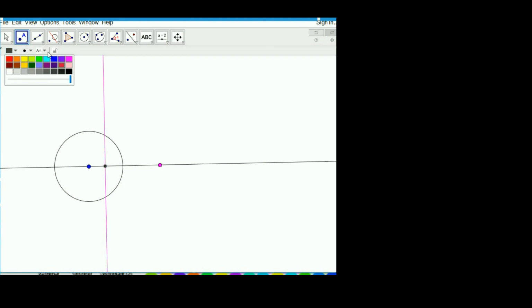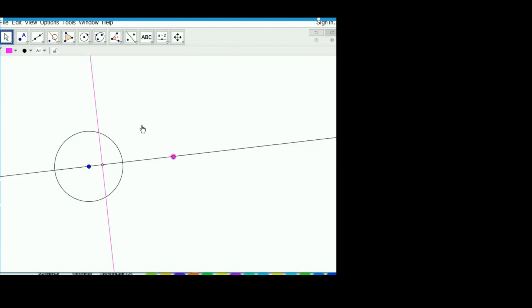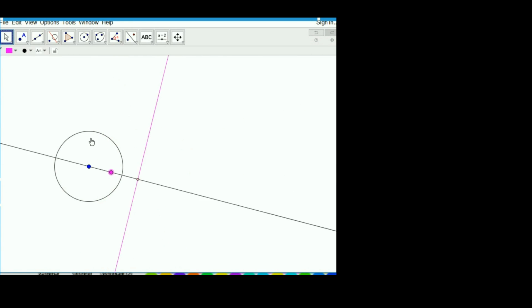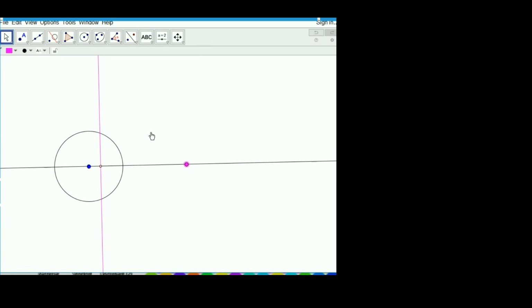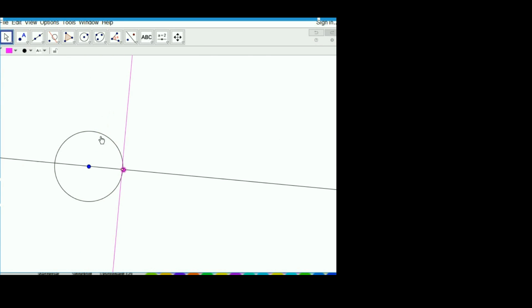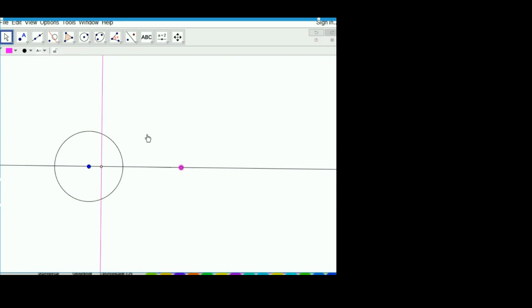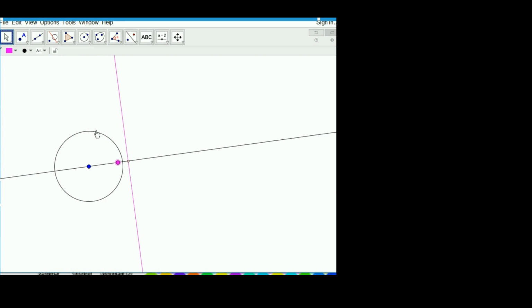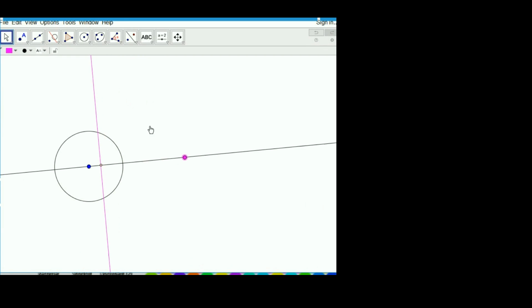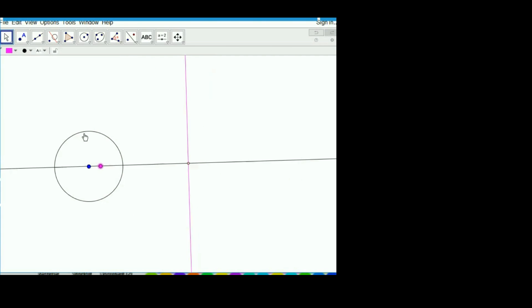maybe a pink point. So the position of this pink point with respect to the purple point is going to be the harmonic conjugate of the purple point with respect to the two meeting points this black line has with a circle. In other words, this circle is going to induce a certain type of involution on this black line.